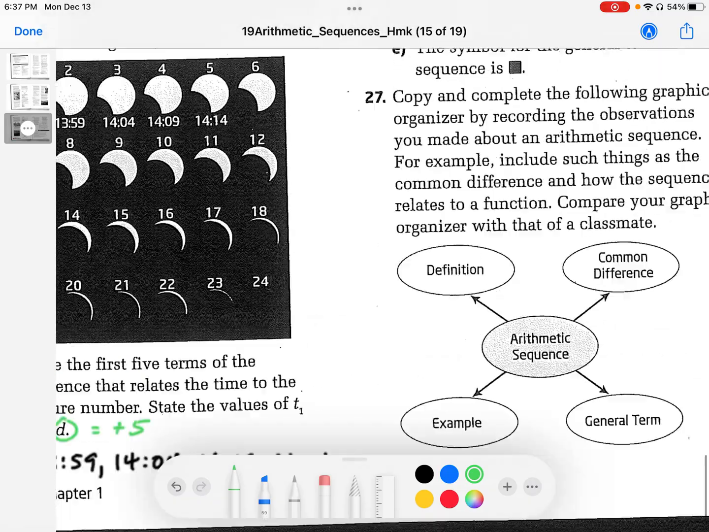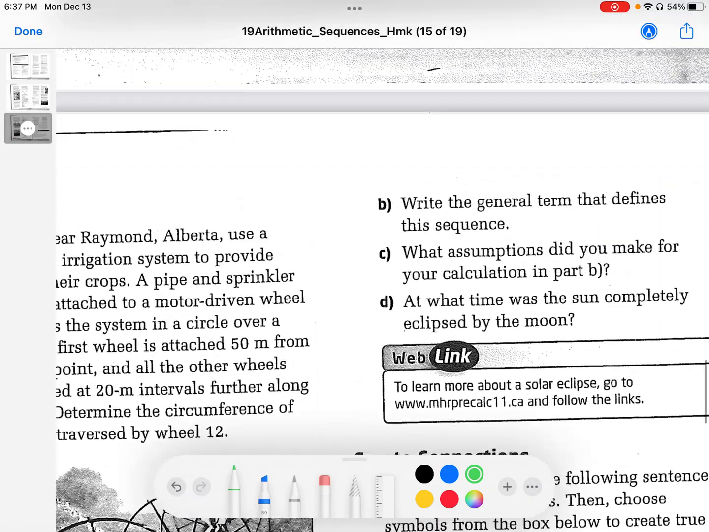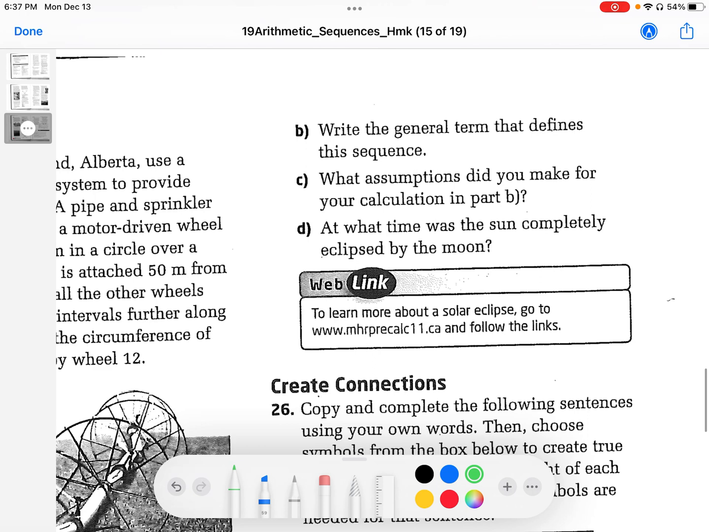Okay, part B asks us to write the general term that defines this sequence. So the general term is Tn. Tn is equal to the starting value of 154 plus n minus 1 times the common difference of plus 5 minutes.